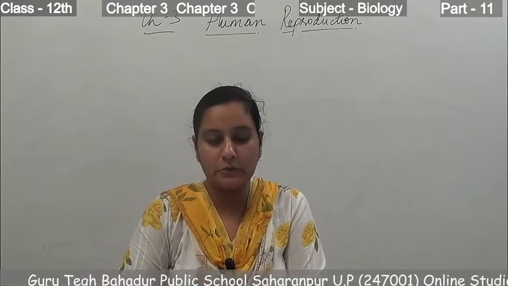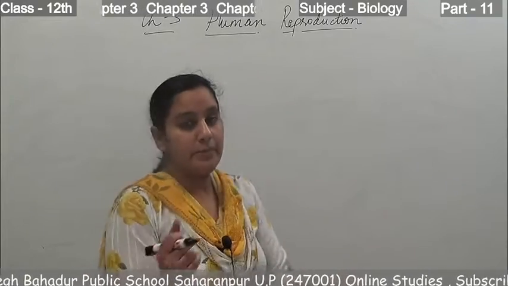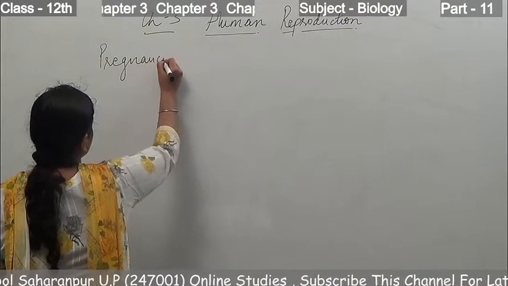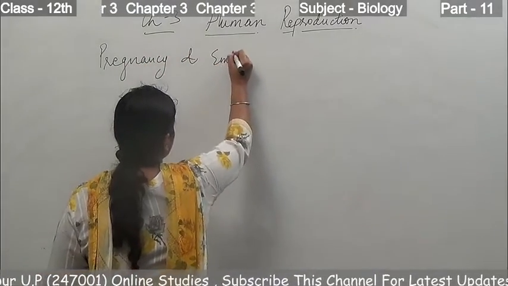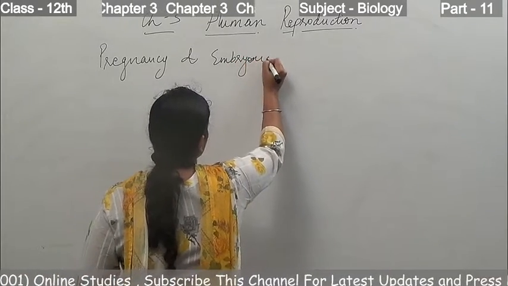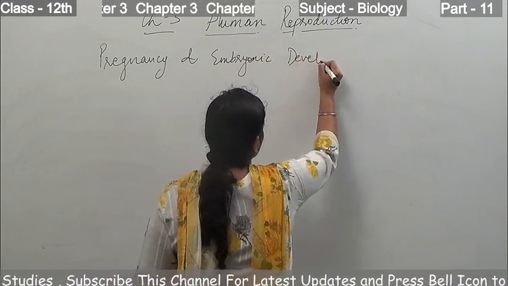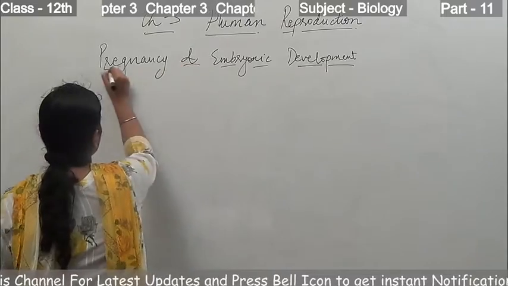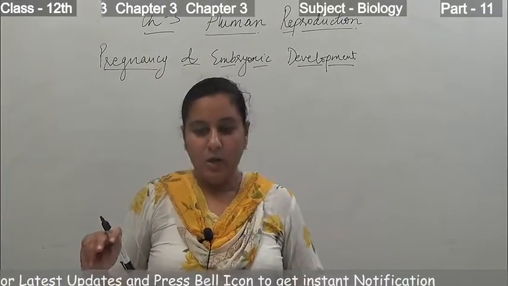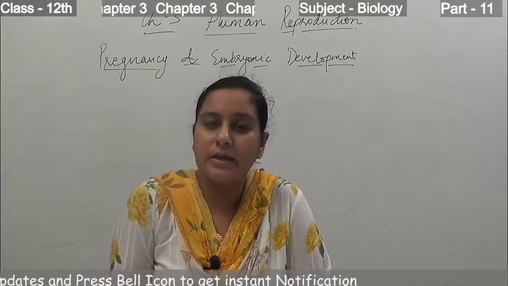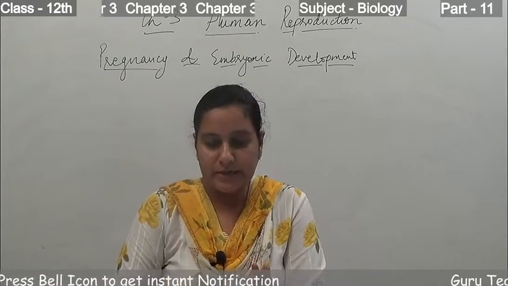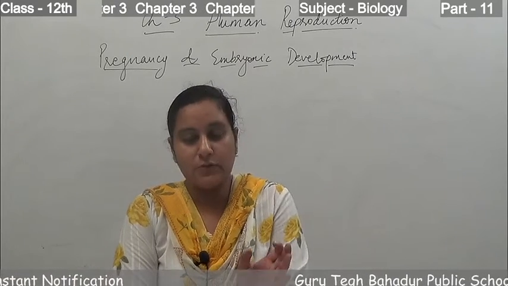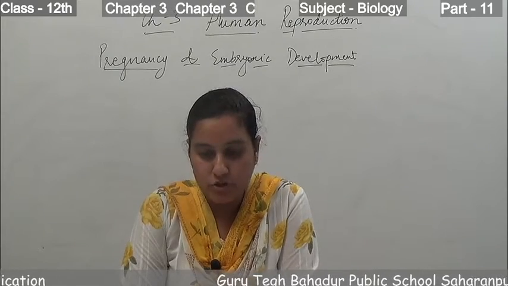Today I am going to continue the next topic, that is pregnancy and the embryonic development. Now after the implantation, there leads to the pregnancy. We studied that in the implantation there is a trophoblast. Now the cells of the trophoblast differentiate into an inner and an outer layer.